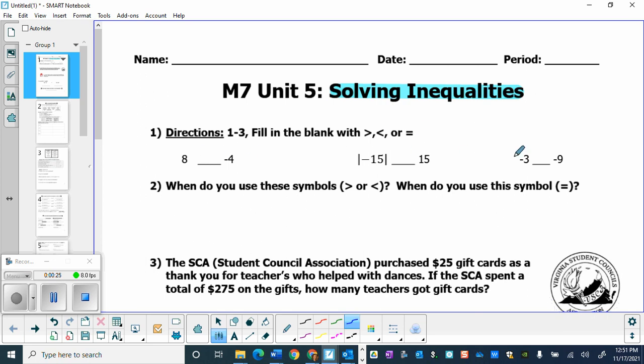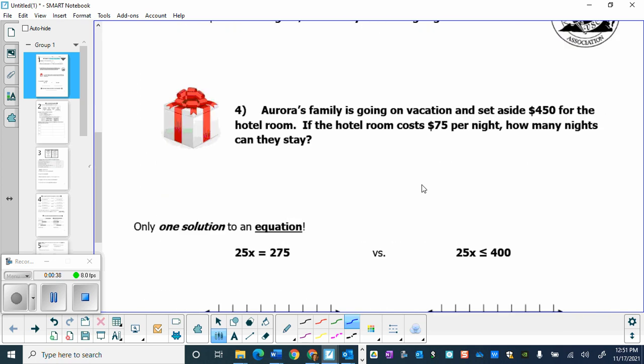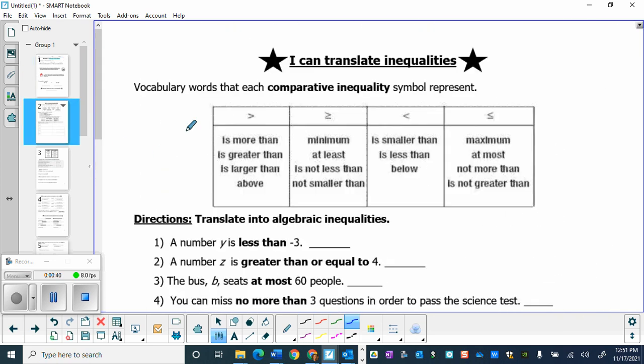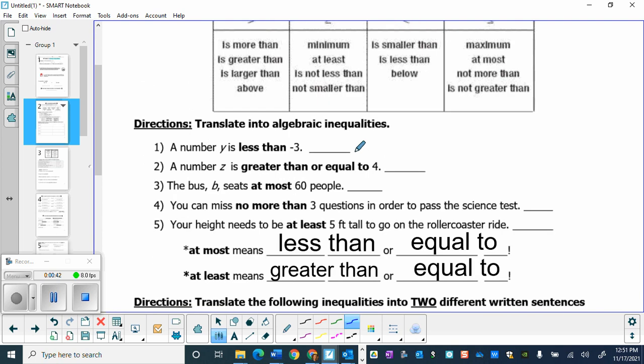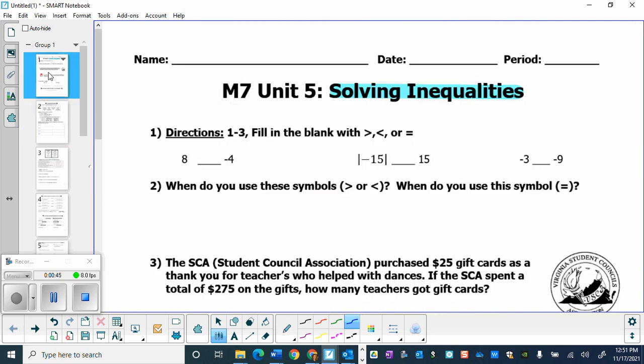For these first three problems right here, we're just going to fill in the blank with one of these two symbols or an equal sign. We're going to talk about these symbols today and when you use them versus when you use the equal sign from our previous unit. And we're going to be looking a little bit on the next page for how to translate our inequalities into algebra. So let's go ahead and get started here.